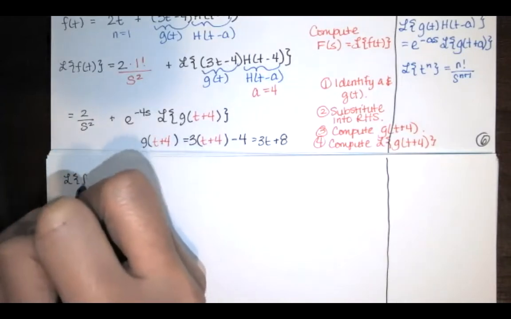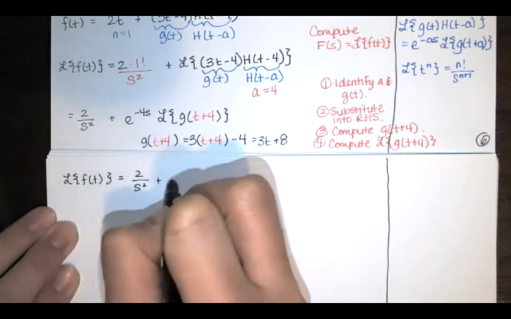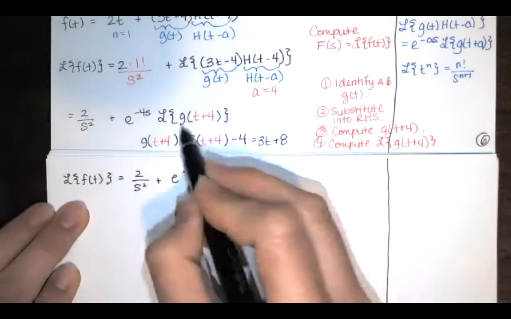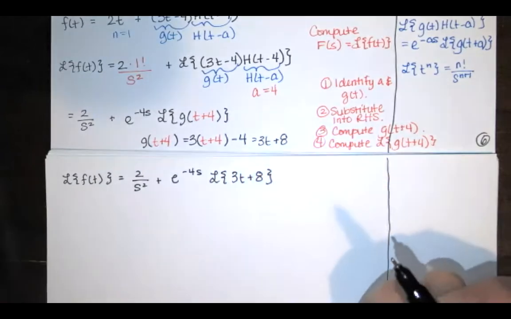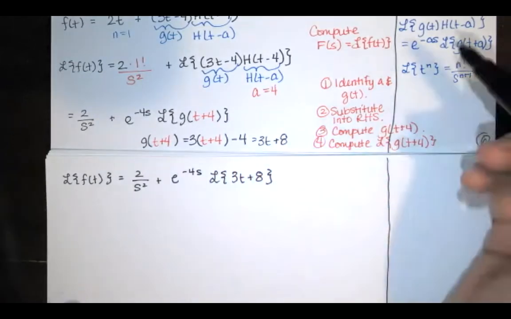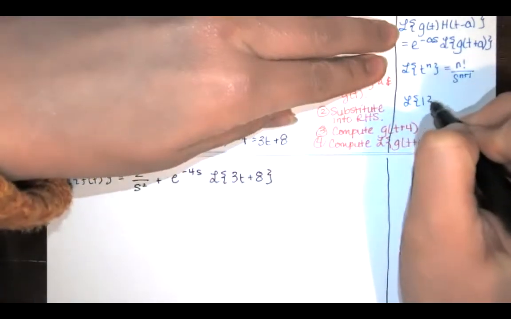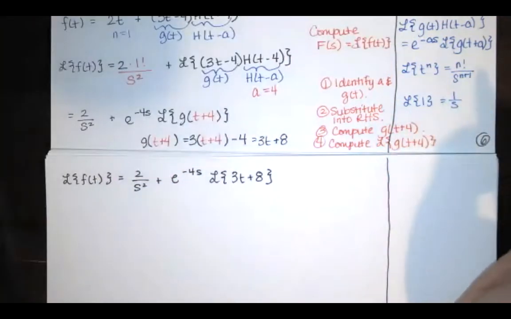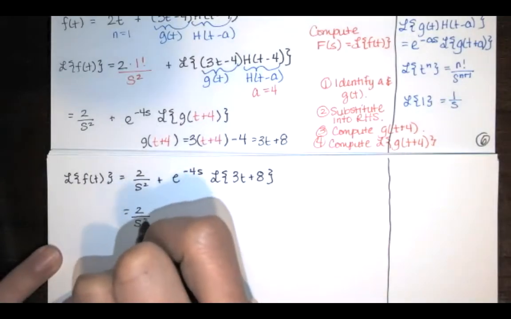So the Laplace transform of f of t is 2 over s squared plus e to the negative 4s times the Laplace transform of g of t plus 4. And g of t plus 4 happens to be 3t plus 8. Now we are going to use the t to the n rule again, and for the 8, we'll use the fact that the Laplace transform of 1 is 1 over s. And since the Laplace transform is a linear operator, the Laplace transform of 8 would just be 8 over s. So we will apply those rules now.